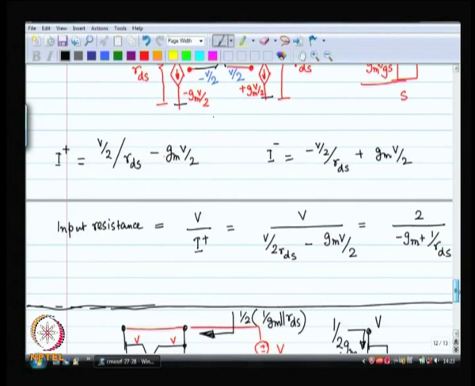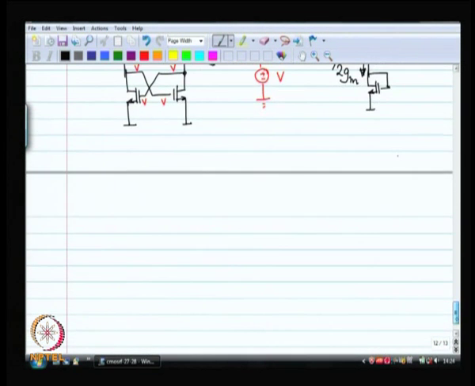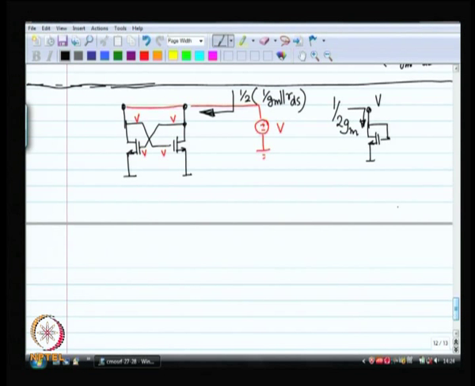Earlier what I was seeing was basically twice of minus 1 by GM in shunt with RDS. That is what I was seeing earlier. Now I am seeing something else. So, the input resistance of this particular circuit depends on how you apply the signal.